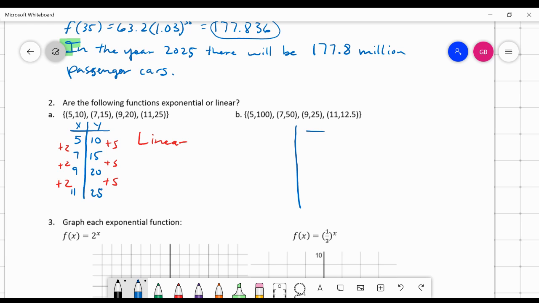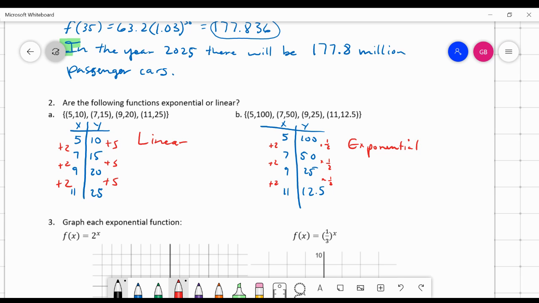Now let's take a look at letter B. We have 5, 100; 7, 50; 9, 25; 11, 12.5. Okay, x values again, they're going up by 2, that's fine. But the y values have a different pattern. From 100 to 50 to 25 to 12.5, you're multiplying by 1/2, multiplying by 1/2 each time. So if it has a multiplication pattern, then this is going to be exponential.